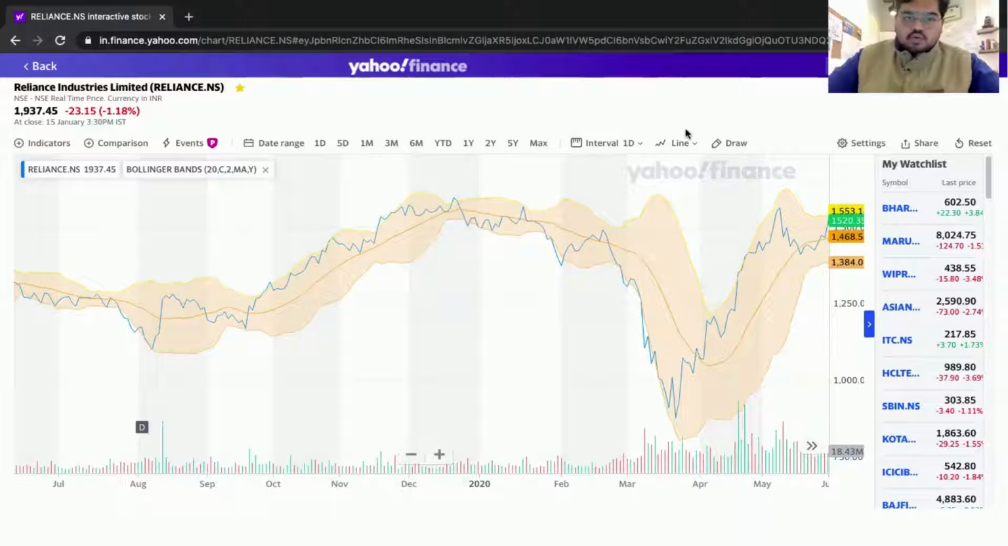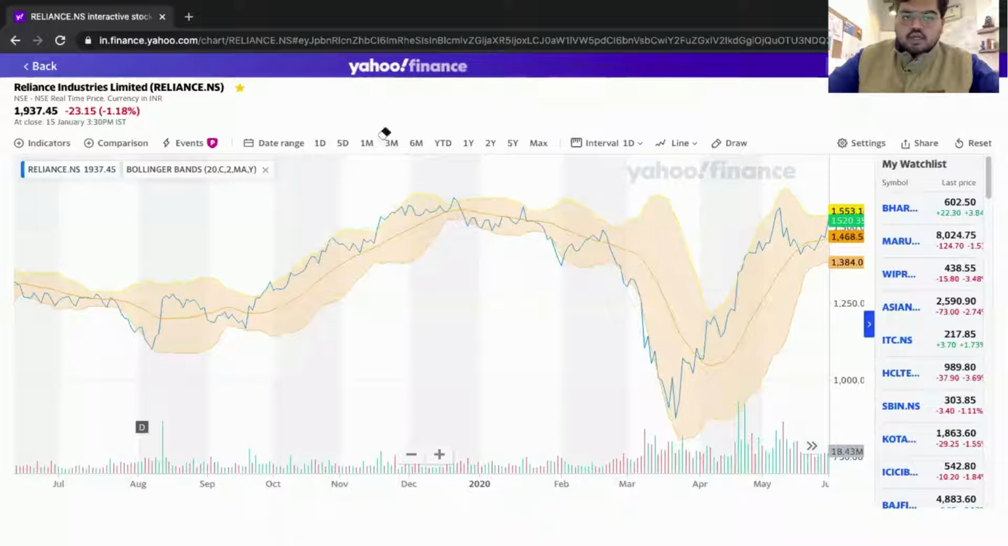The first thing that you need to know about Bollinger Bands is that it consists of three elements. The first element being the upper band. As you can see, this is the upper band. The middle band, which forms the base for the upper band, and the lower band, which is also formed using the middle band. All right.